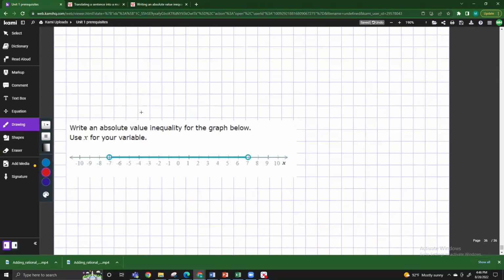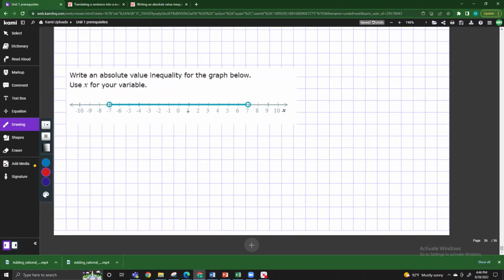Okay, then looking again, we've got one more to do. If we're looking at the 0 here, I have 7 spaces, and I have 7 spaces here. It's all symmetrical. And so I know absolute value of x, and I have 7 spaces, and I'm looking at the positive one, and x is smaller than that, so it's going to be less than, and it's not or equal to because they're open. So absolute value of x is less than 7.